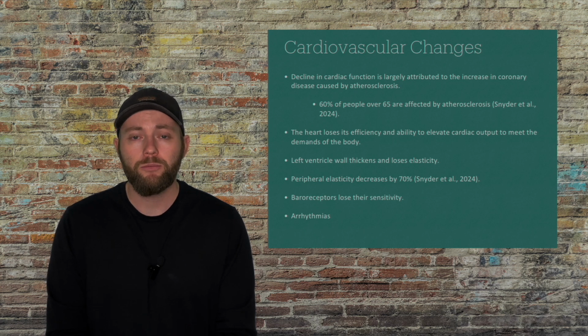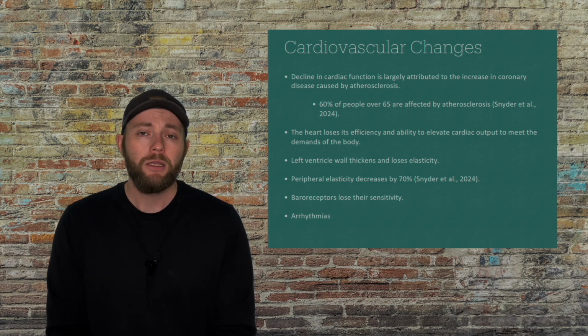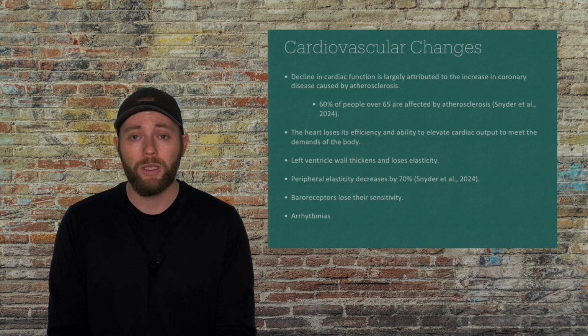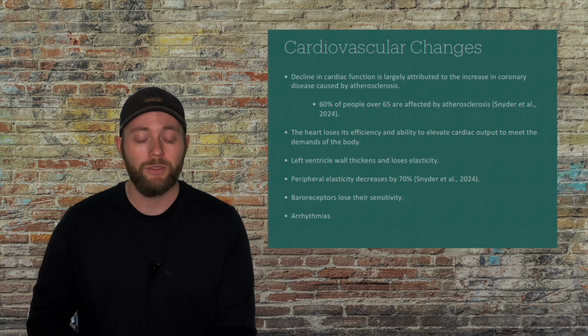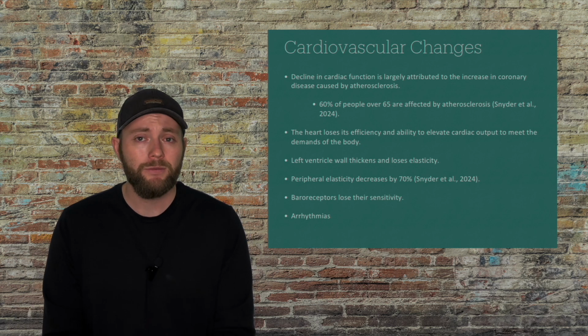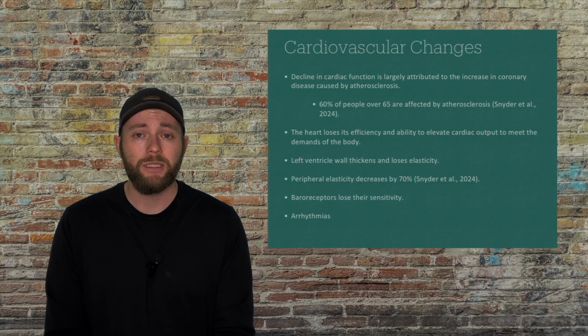We also lose peripheral elasticity by about 70% over the age of 70. This means that our blood vessels are not able to adapt to changes in blood pressure as well. And this can increase chances of some sort of orthostatic event in a patient and decrease their ability to compensate in times of distress. Stiffening of the heart valves also occurs. So, stiffening of something like the aortic valve is going to decrease the amount of blood that the left ventricle can eject with any given beat.